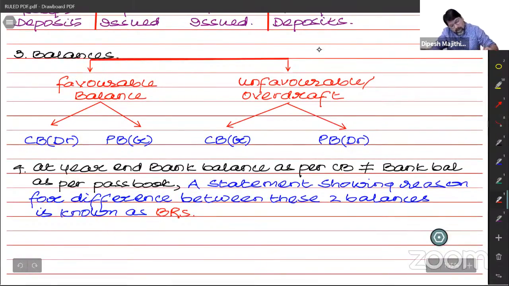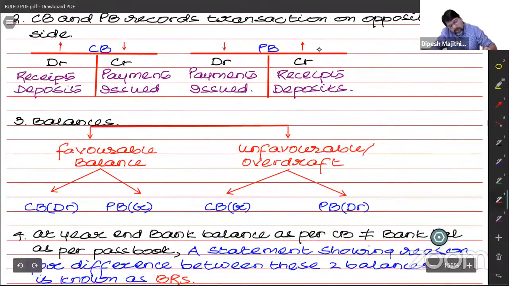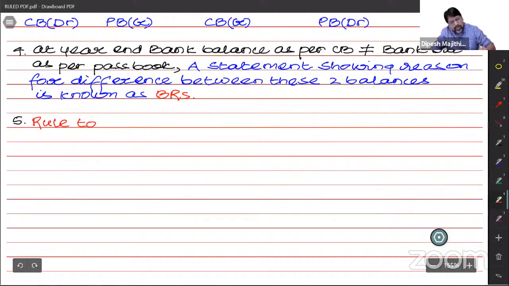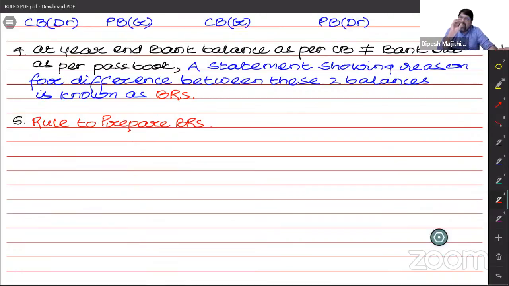Now, chartered, rule to prepare BRS. BRS means bank reconciliation statement. Let's concentrate on the word reconciliation. Suppose I have a fight with my friend, so I need to reconcile with him. To reconcile, what is the easiest method? The person who has done the mistake has to rectify the mistake or say sorry for that, and the matter is solved. So reconciliation means the book which has made the mistake or not recorded the transaction has to rectify the transaction. Yes or no?